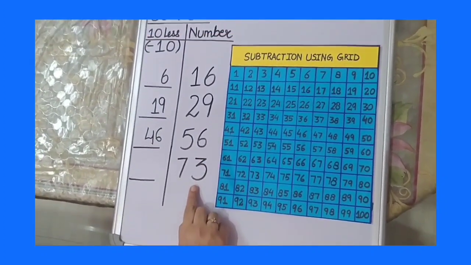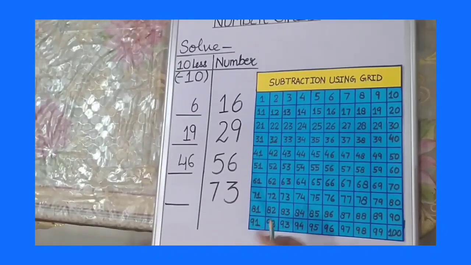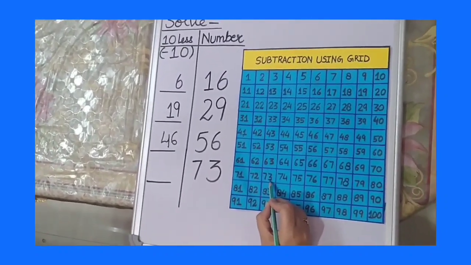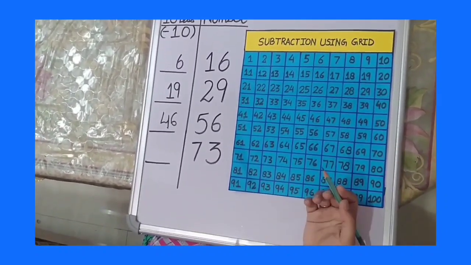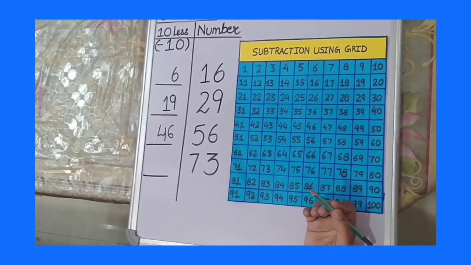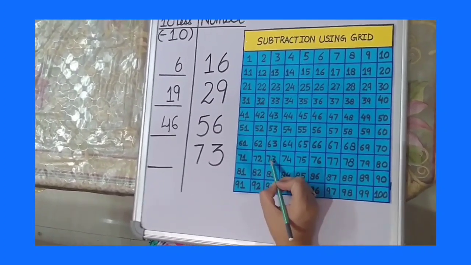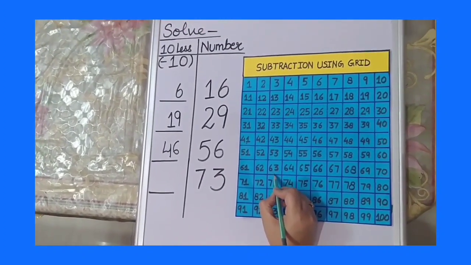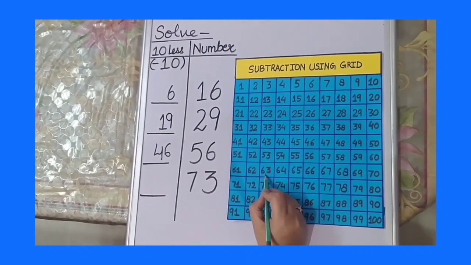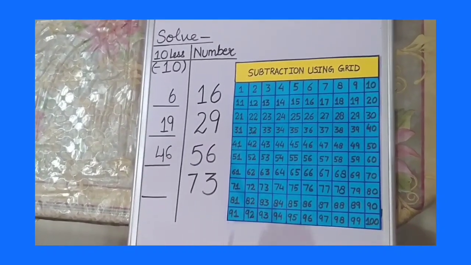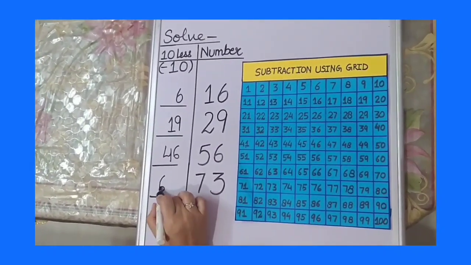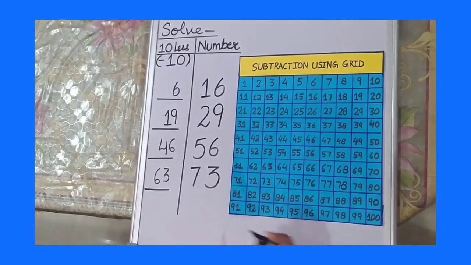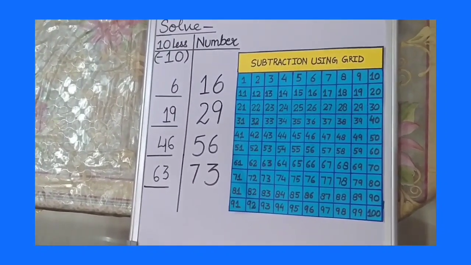Now the last number, 73. Here it is. Now to subtract 10, what are we going to do? Just move one line above. 73 is here. We will move one line above and reach 63. So 10 less than 73 is 63. See how easy it is.